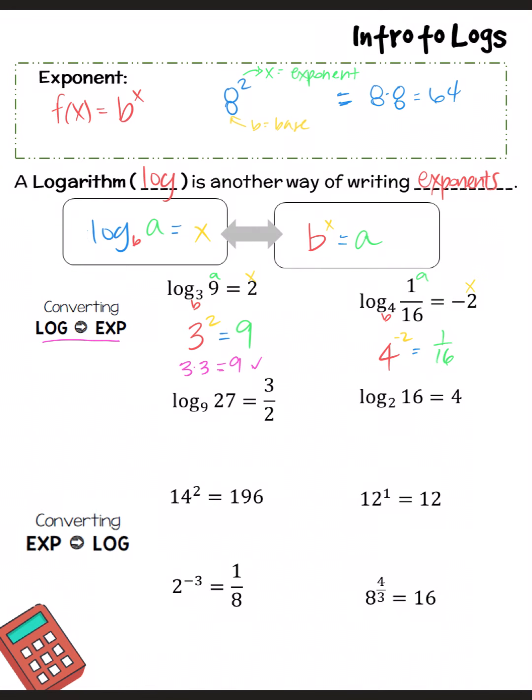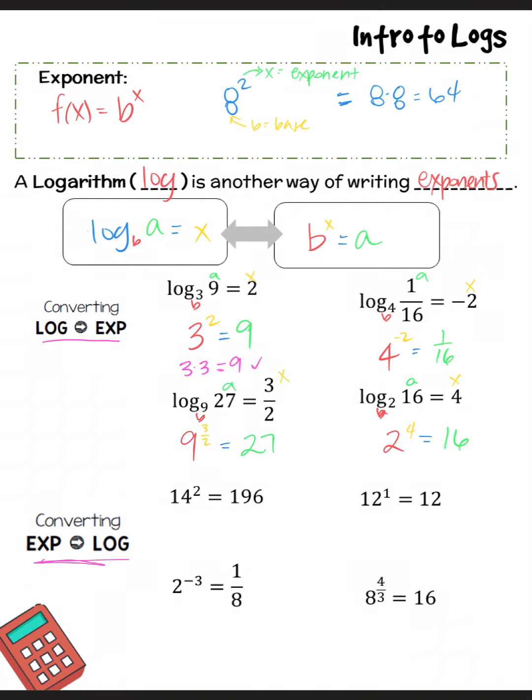All right. Log base 9 of 27 equals 3 over 2. Base 9 to the 3 over 2 equals 27. That's it. Log base 2 of 16 equals 4. 2 raised to the 4th power equals 16. Easy peasy. We're just rearranging our numbers. Okay, let's do the reverse this time.